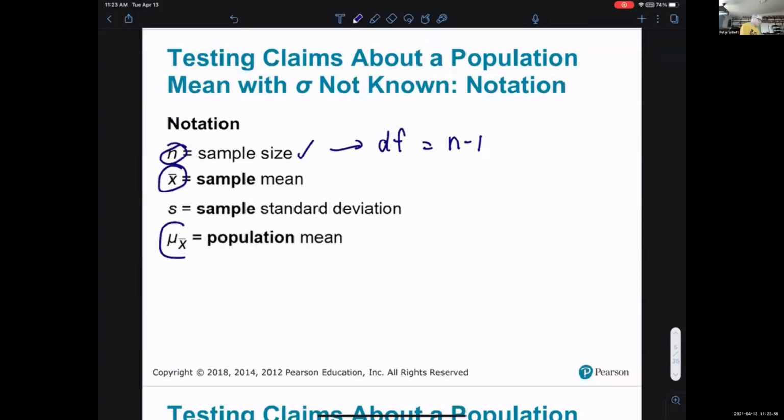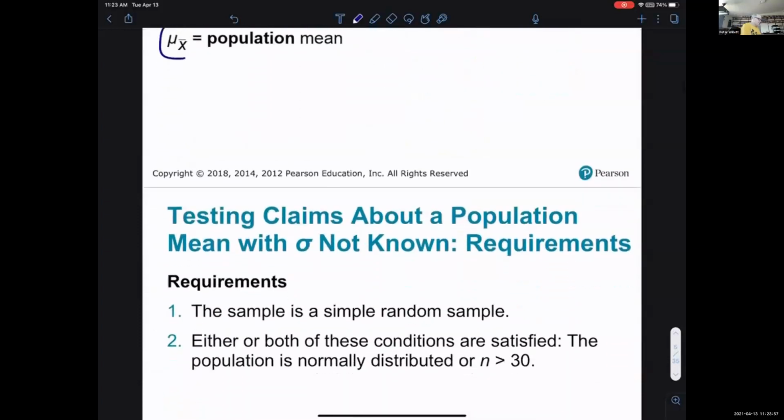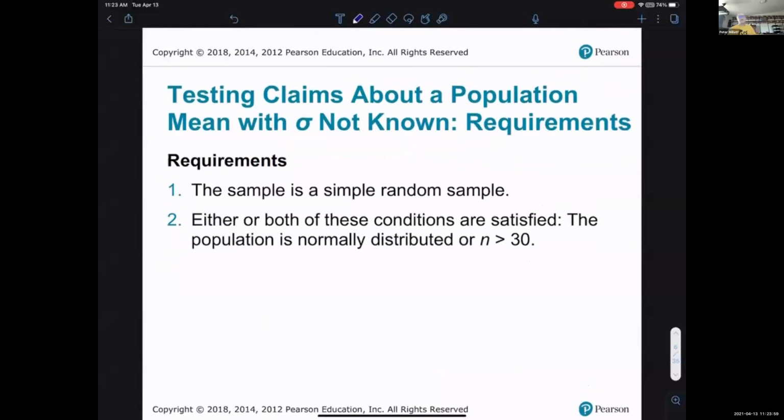All right, so going through some of these paces here, we have some requirements, and I do believe somewhere along the way you'll have some problems that test to see if you understand these requirements. So let's make sure we understand them or ask questions if we don't. So the requirements are 2. The first one is the sample is a simple random sample. You always need to have a simple random sample. The data needs to be collected in a way that's randomized. Biased data will always lead to biased results.